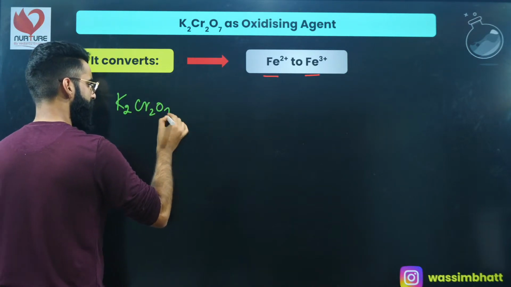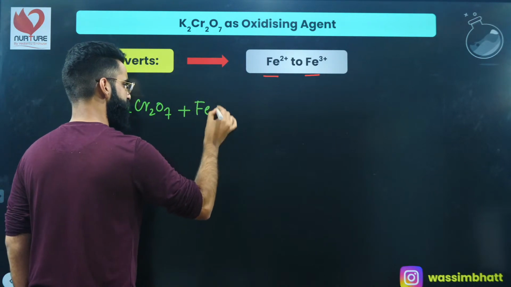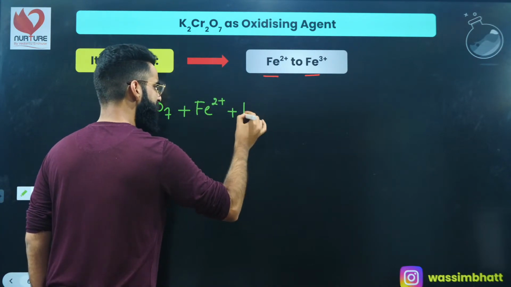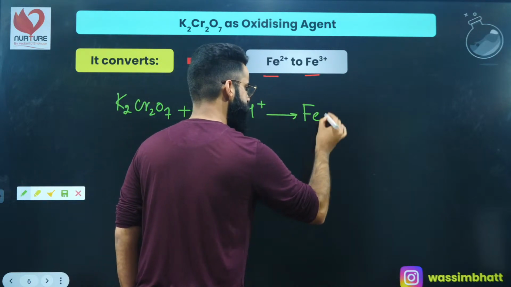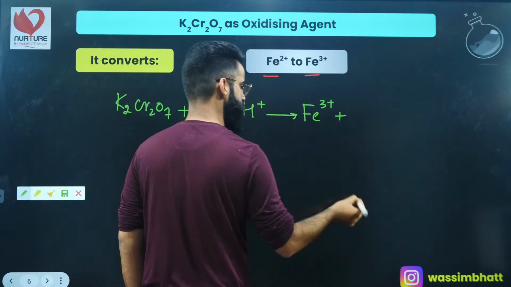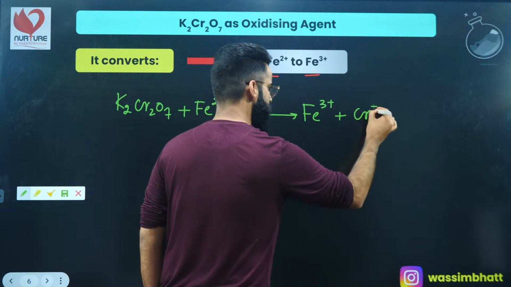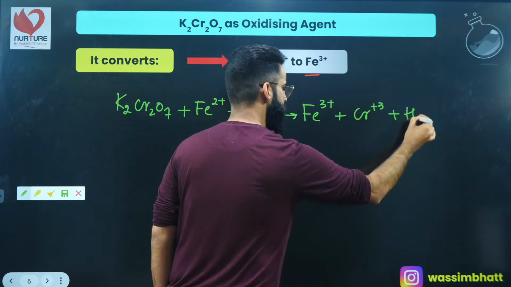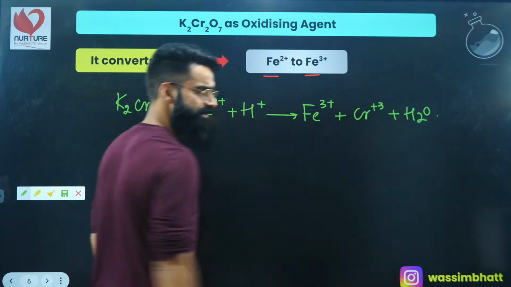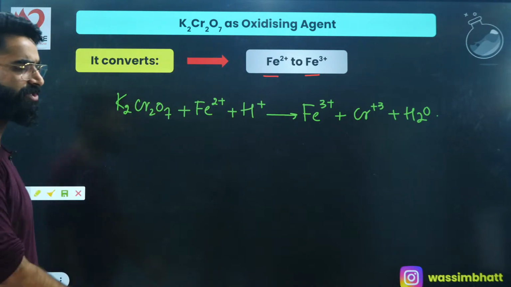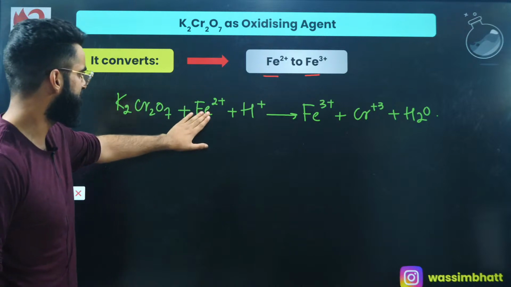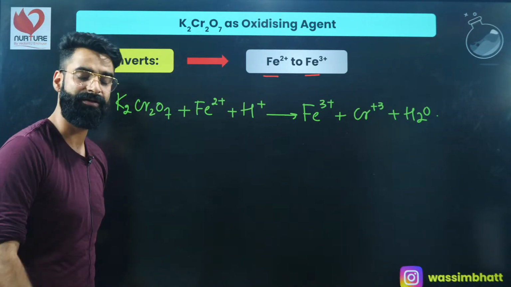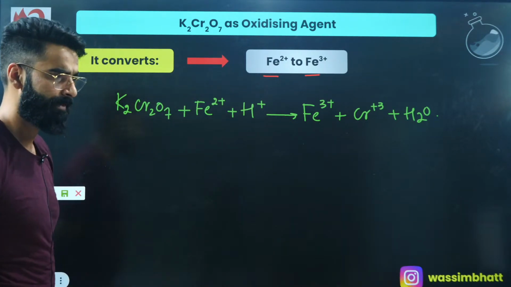K2Cr2O7 converts Fe di positive in acidic medium into Fe tri positive. And itself, K2Cr2O7 in acidic medium gets converted into Cr tri positive, and with this, you'll be writing H2O as well, right? This is the reaction which will happen when K2Cr2O7 reacts with Fe di positive in acidic medium. This is the reaction which you are going to remember.